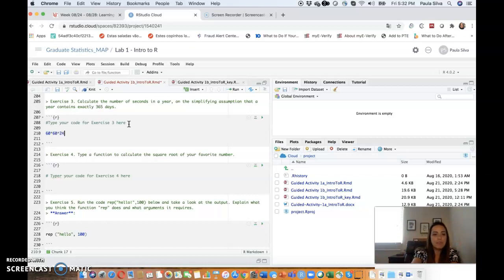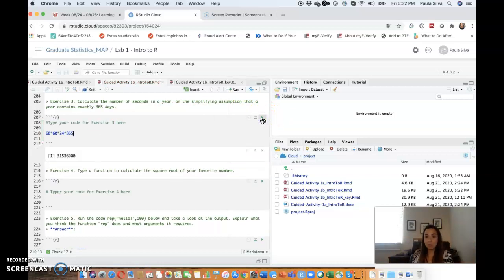But I have 24 hours a day, so I'll multiply that. And I want to know how many seconds in a year, so I'm going to multiply by 365 days, which is the number of days in a year. Simplifying assumption, but close enough. So let's take a look. That would be the number of seconds in a year.